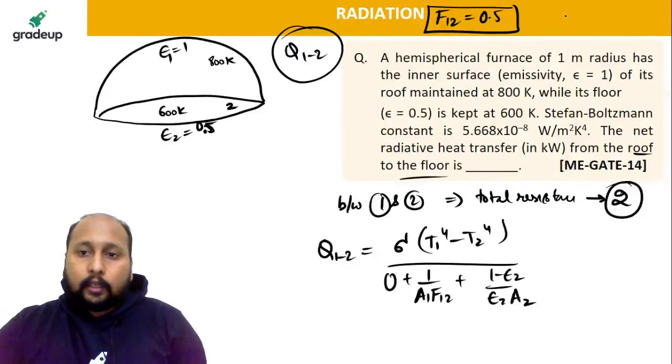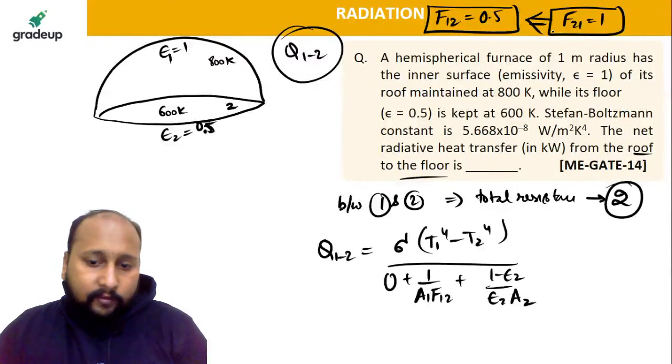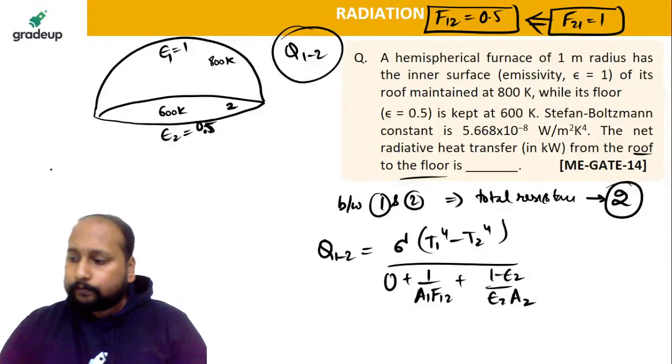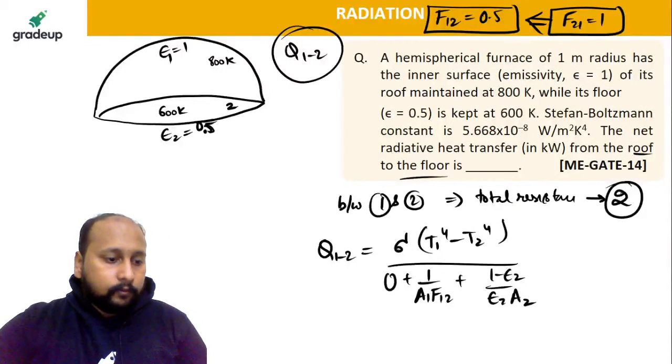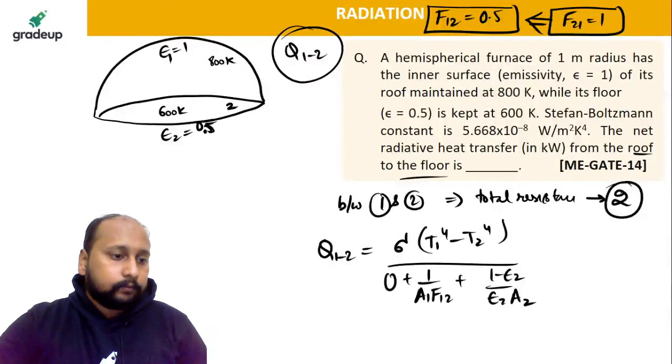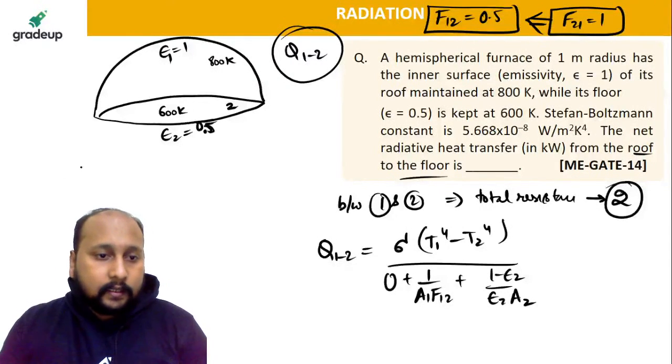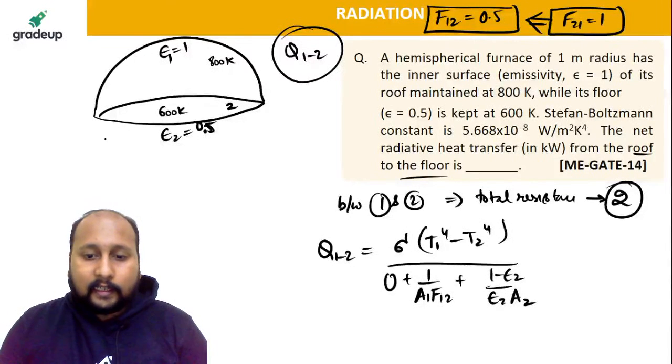You calculate, you'll be getting F21 is equal to 1, apply the reciprocity theorem, you'll be getting F12 is equal to 0.5. Put the value of A1, what is the value of A1? Very good, very good. Very good, Kishore, correct. I need to check with the answer, Kishore. I think you are not correct.